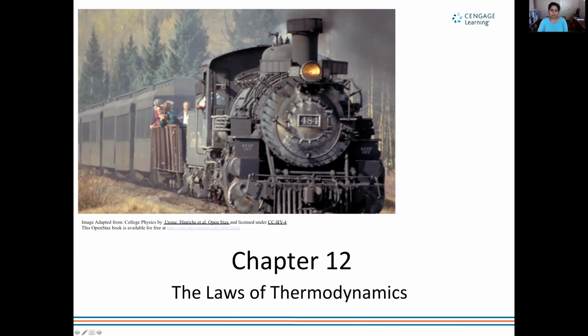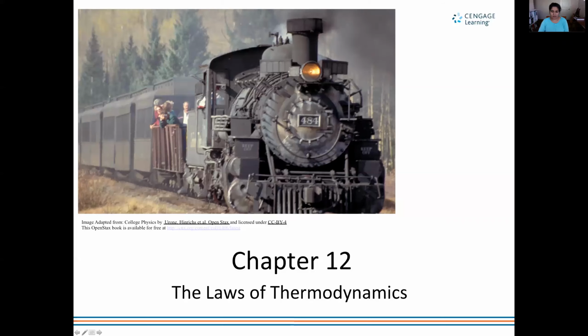So we come to the last chapter that we need to study, which is Laws of Thermodynamics, chapter 12. This chapter is quite a large chapter. You will learn the three main laws of thermodynamics. You have already learned the zeroth law, right? Zeroth law was about thermal equilibrium, and we did it in the chapter about temperature.